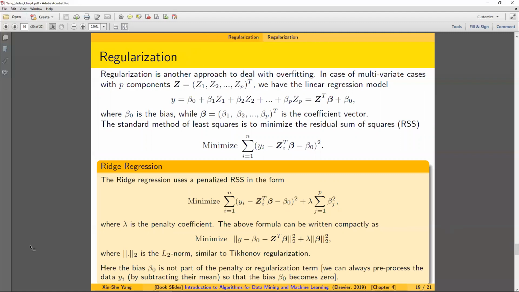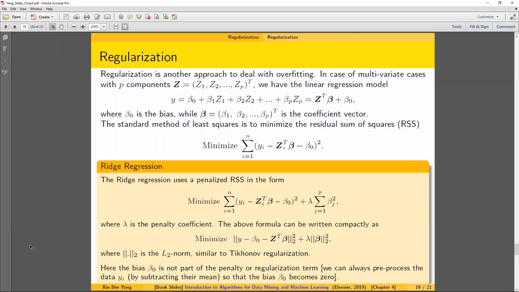Regularization. You probably would hear this term quite a bit in a lot of machine learning and data mining. If you go to a lot of meetups, you would see that people use this quite frequently. But now let's take a look at what regularization is. Regularization is another approach to deal with overfitting.